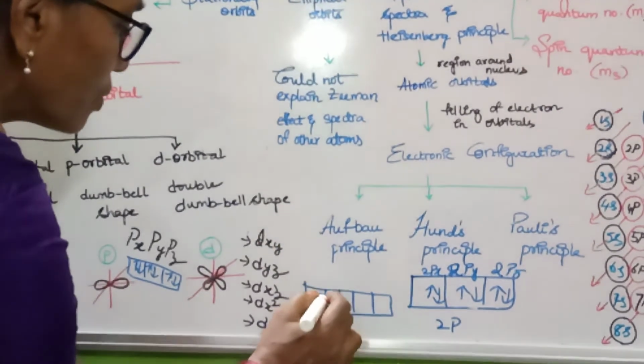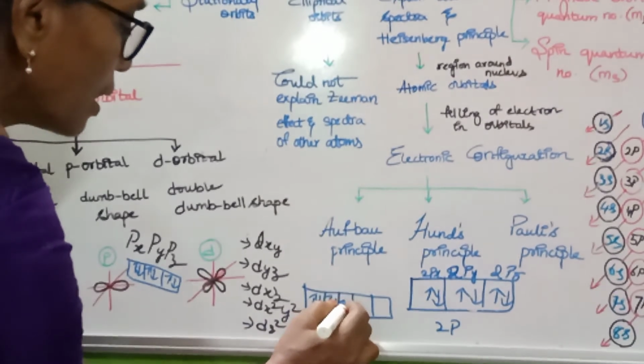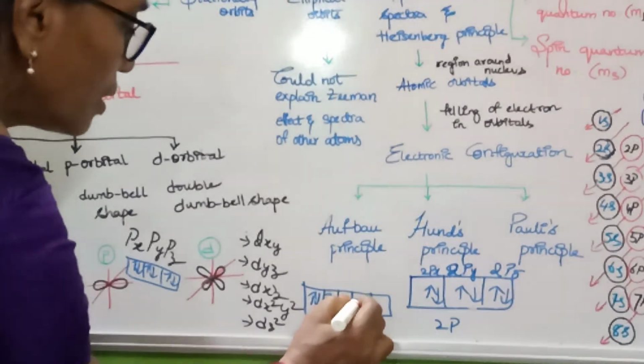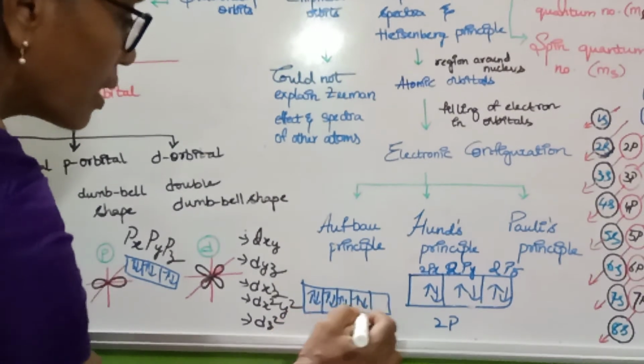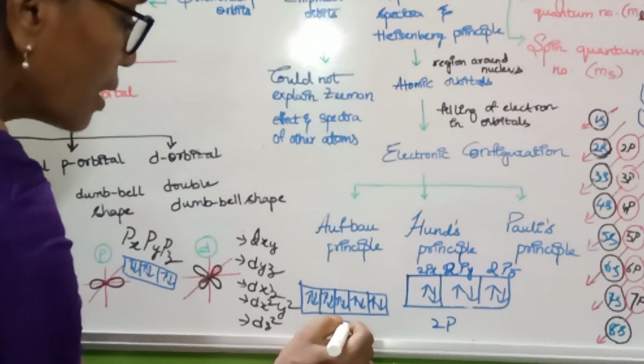dxy can accommodate 2, dyz can accommodate 2, dxz can accommodate 2, dx square minus y square can accommodate 2, dz square can accommodate 2. Total 10 electrons here.